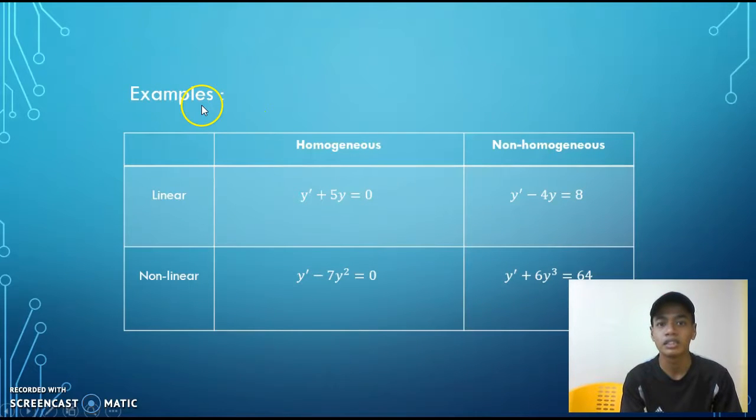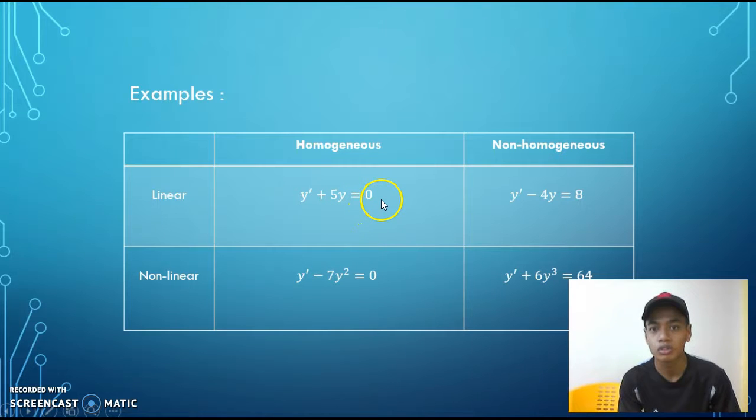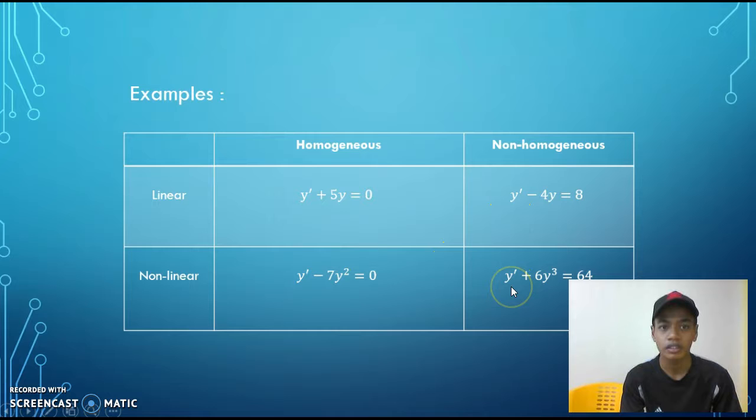Okay, let's take a look at the examples given. First, linear and homogeneous. The example is y prime plus 5y equal to 0, because y is to the power 1 and the equation is equal to 0. The second is linear and non-homogeneous, because the equation is not equal to 0. The third one is nonlinear homogeneous, because y is to the power of 2, or y squared. The fourth is nonlinear and non-homogeneous, because y is cubed and the equation is not equal to 0.